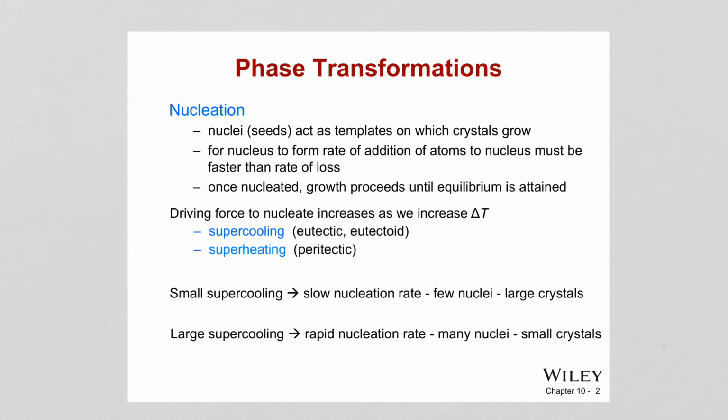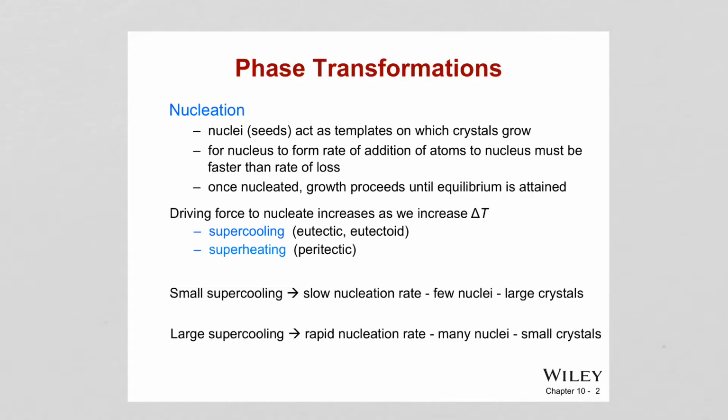Okay, so for the nucleus to form, atoms need to be added to the nuclei. And for this to happen, of course, the rate of addition of atoms to the nucleus must be faster than the rate of loss for this nucleus to be stable and keep growing.